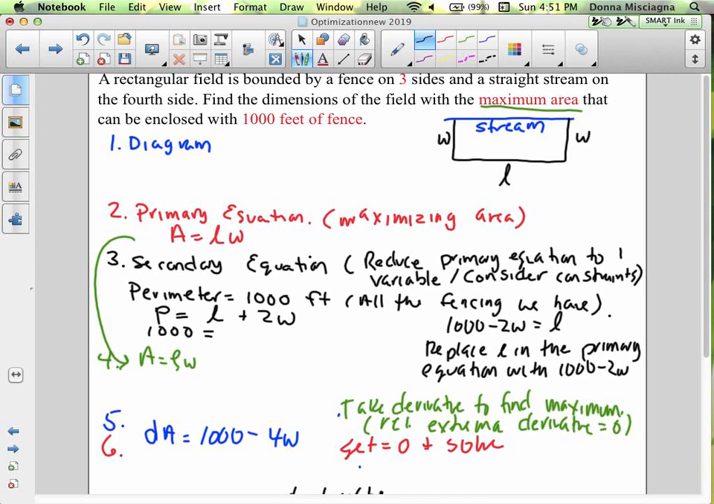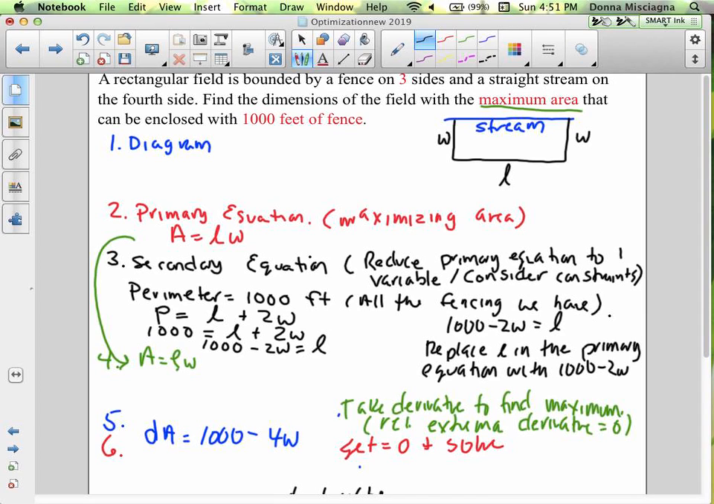All right, so we have 1,000 feet is the length and the 2 widths. All right, so now I can rewrite this equation to get rid of one of the variables. The variable I should really get rid of is length. We should get rid of that length because it's just an L there all by itself. So if I were to subtract 2W from both sides, I'd have 1,000 minus 2W equals L, equals length.